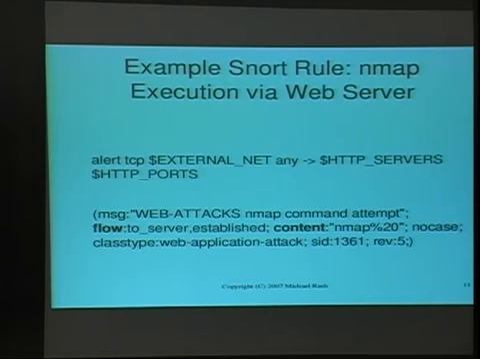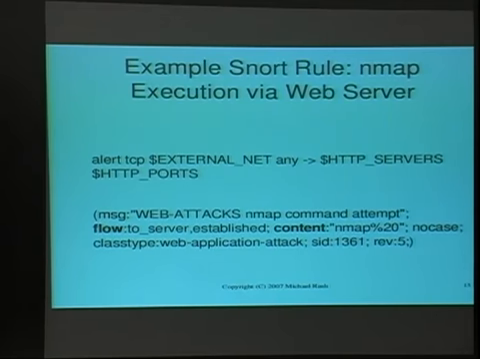These are some example signatures. I've divided this one signature here into two blocks. The first line here is the Snort rule's header. You can see that it defines any communication from an external network to our HTTP servers over HTTP ports. So these are transport layer and below characteristics. And the two most important things to note here are the flow and content keywords.